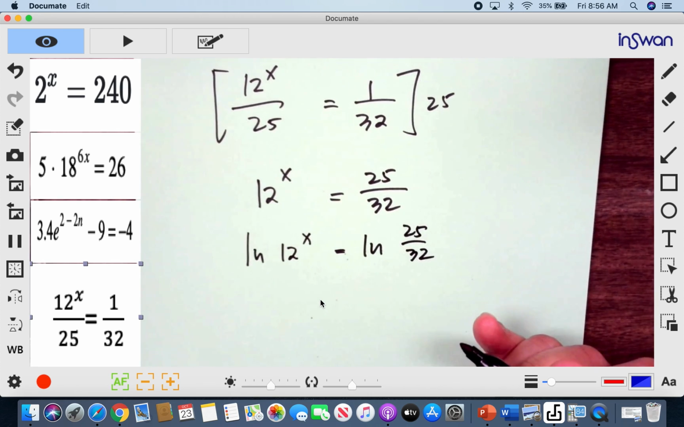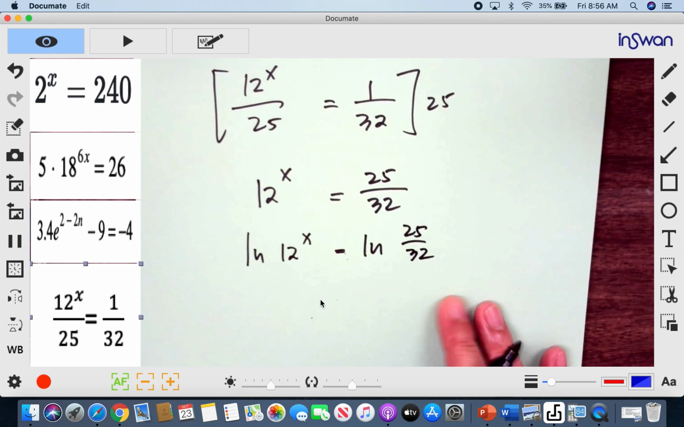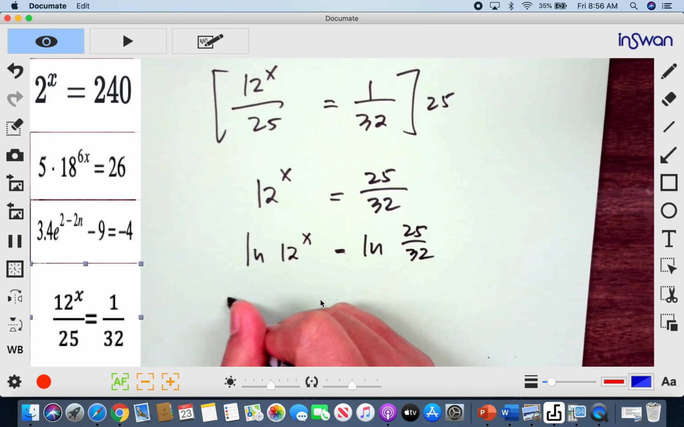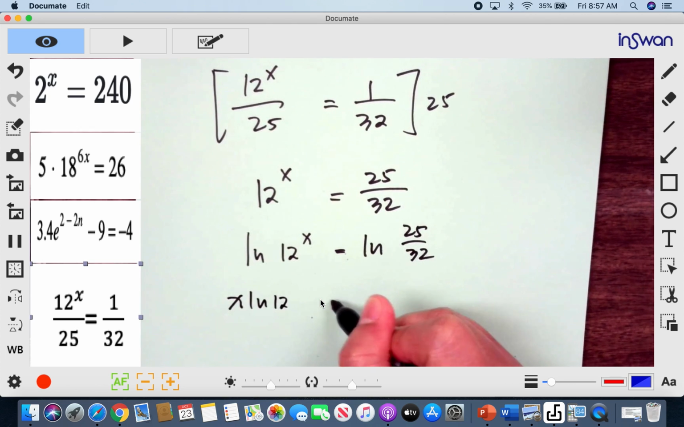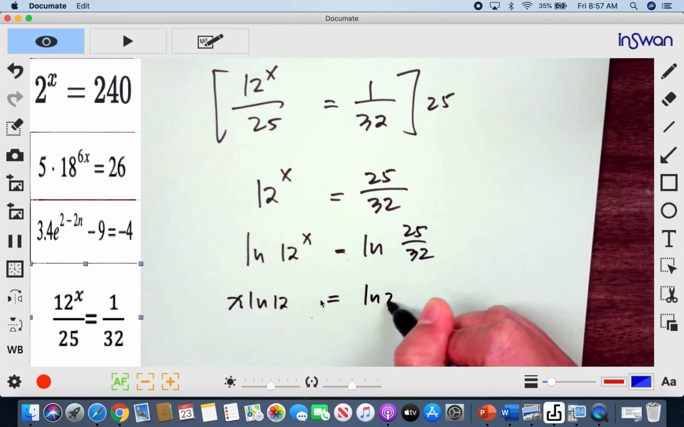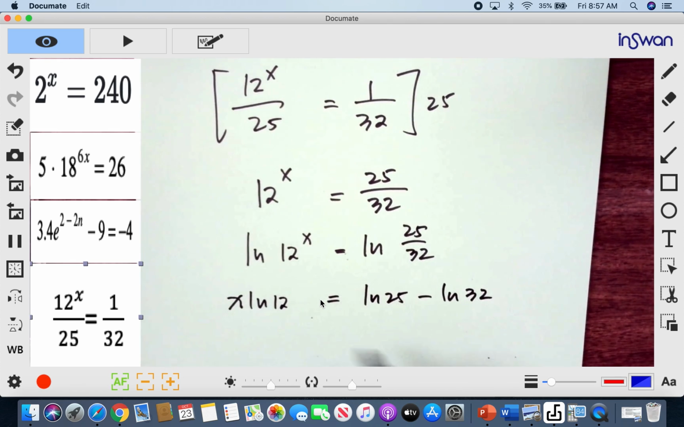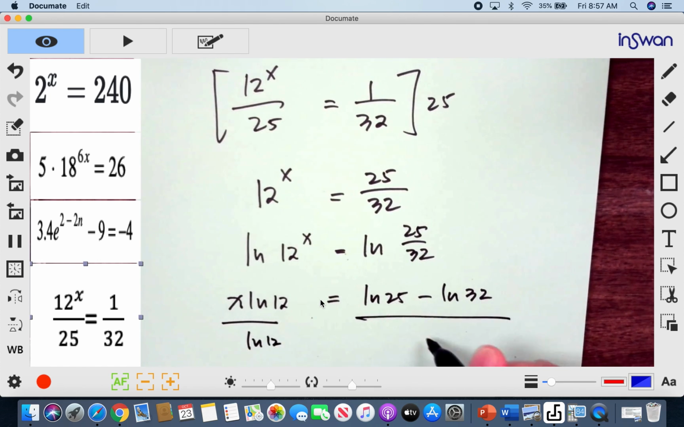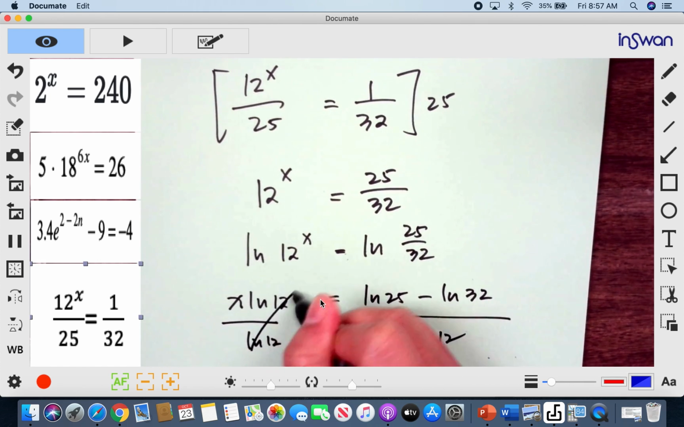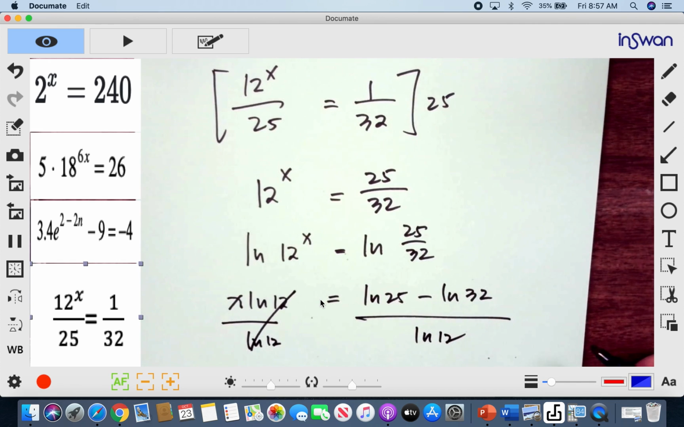And so after that, we will apply simultaneously the power rule and the quotient rule for logarithm. So this is x ln 12 is equal to ln 25 minus ln 32. And so of course, we can isolate now x by dividing both sides of the equation by ln 12. So this gives us the exact value, and just find the value in the calculator to find its approximate value.